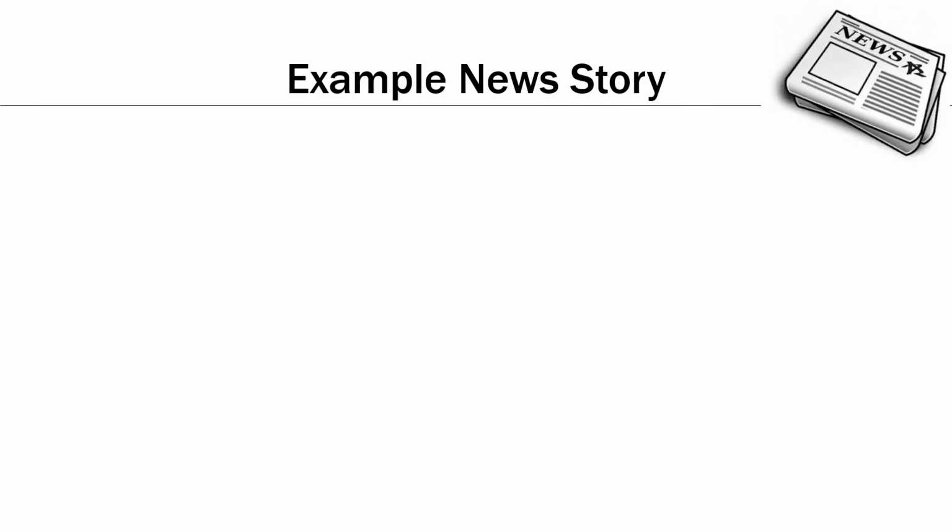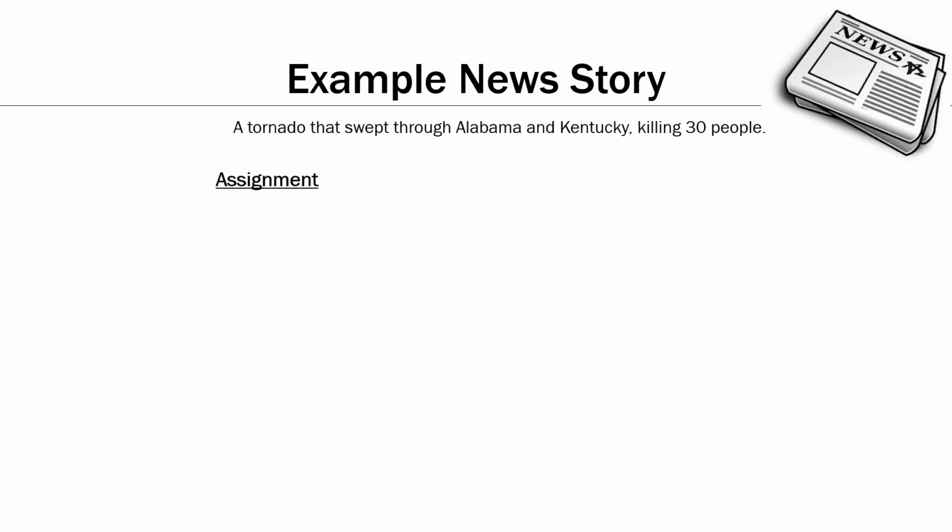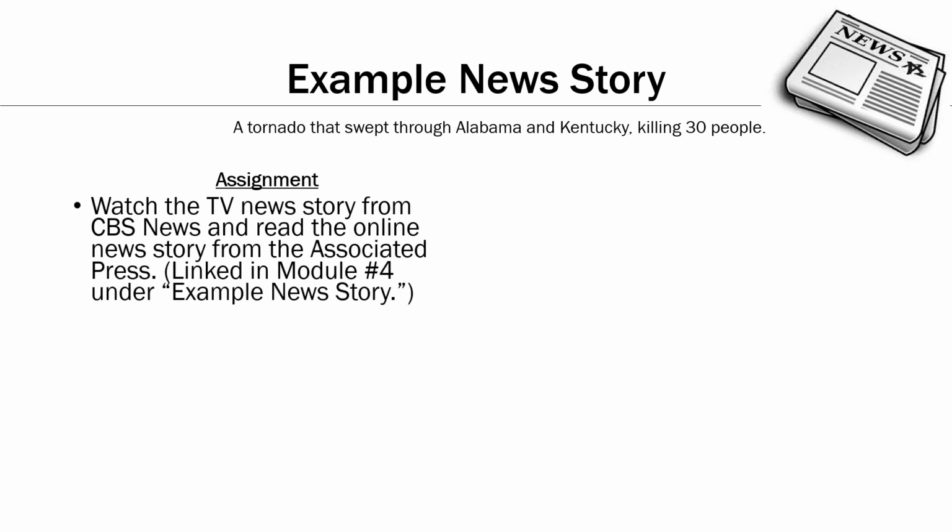I'd like everyone to review the example news story I've linked in this week's module. Several years ago, a tornado swept through parts of the United States, killing 30 people. You'll see two versions of this story that were reported immediately after the event: a TV news story by CBS News and an online news story by the Associated Press. With this story, people died and were injured.